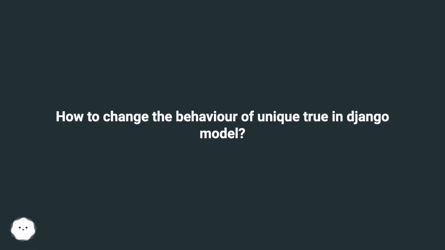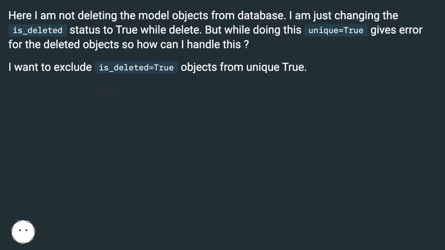How to change the behavior of unique=True in a Django model? Here I am not deleting the model objects from the database. I am just changing the is_deleted status to true while deleting. But while doing this, unique=True gives an error for the deleted objects, so how can I handle this? I want to exclude is_deleted=True objects from unique=True.